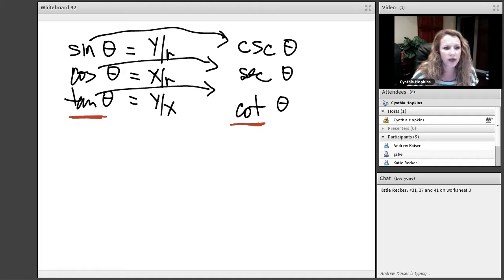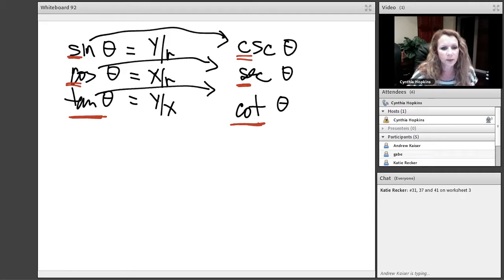Okay, but I want to point out that sine starts with an S, and the reciprocal function does not start with an S. It starts with a C. And then cosine starts with a C, but its reciprocal function does not start with a C. It starts with an S. So the S and the C's go together, not the S's and the S's. Make sure you know which trig function goes across from which.